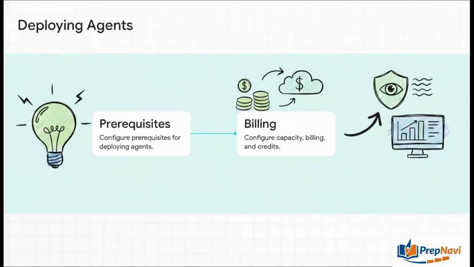Taking that into practical application, you'll also be tested on the actual preparation for deploying these powerful agents within that same AI-driven sales domain. The syllabus explicitly states we need to know how to configure the prerequisites for deploying agents, how to set up capacity, billing, and credits, because let's face it, cost matters, and ultimately how to monitor them once they are live. It's not just about knowing what the AI does, it's about knowing how to safely and effectively administer it from a business perspective.